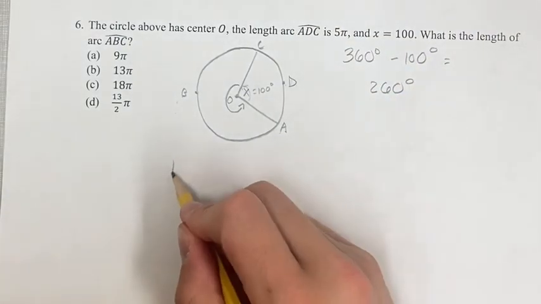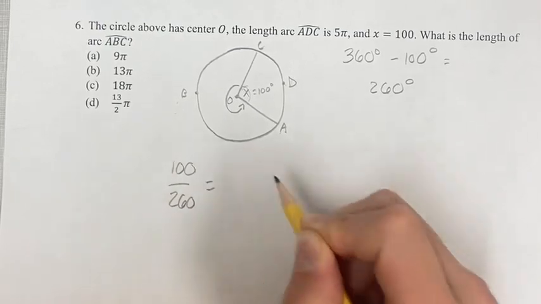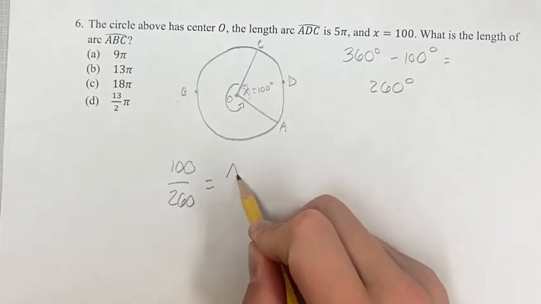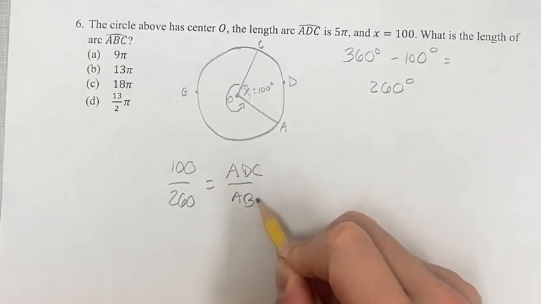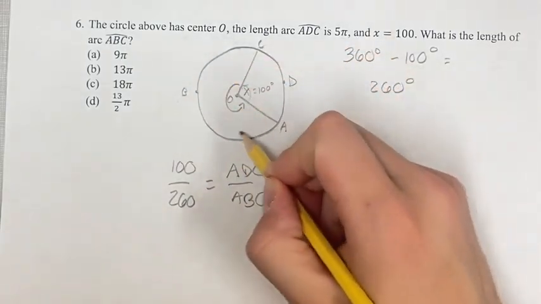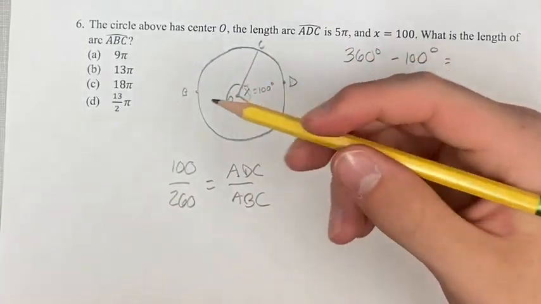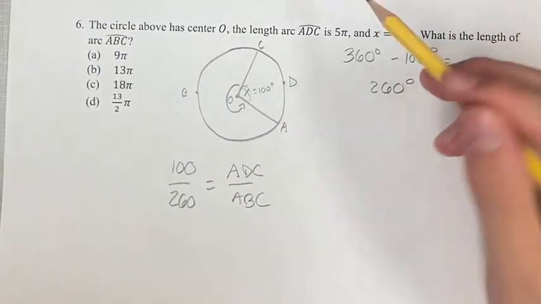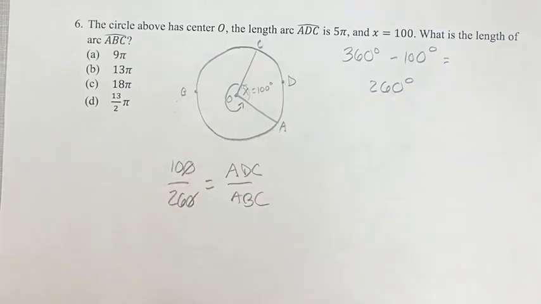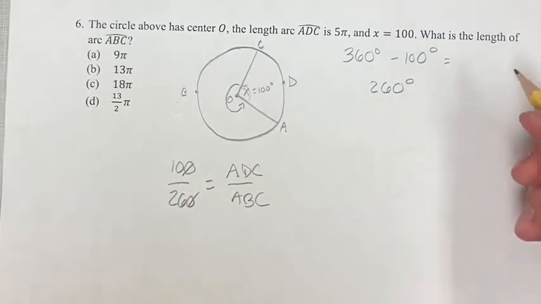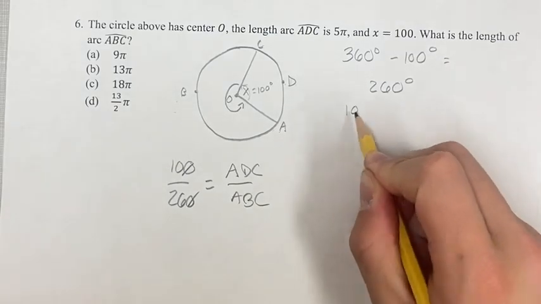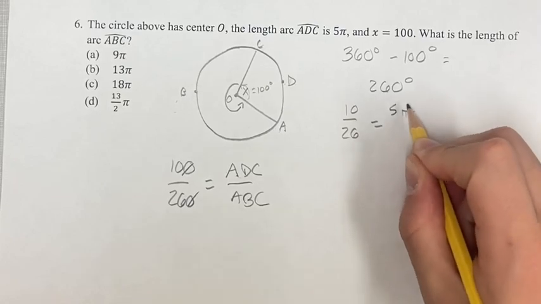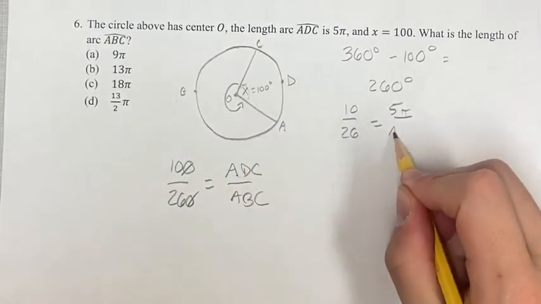So the ratio of 100 to 260 is going to be the same ratio as the length of the arcs. So this is equal to ADC over ABC, right? The proportions that these are of the overall circumference is the same as the proportion of their central angles. So 100 over 260, we can just cut out the zeros. That's just dividing both sides by 10. So we have 10 over 26 is equal to ADC, we're told is 5 pi, and ABC is what we're looking for.